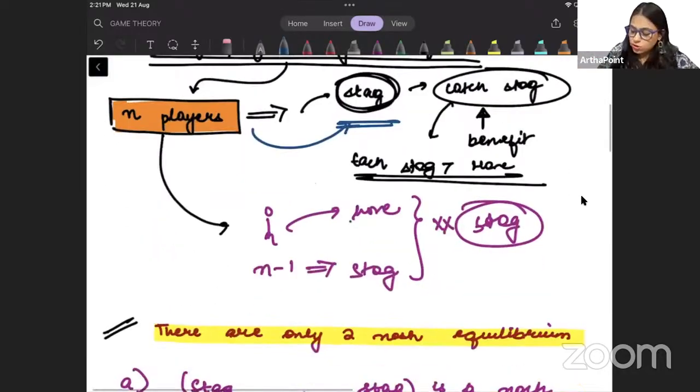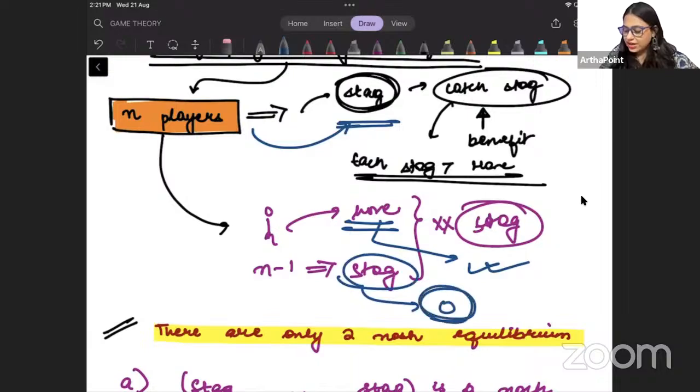But the player who is looking for the hare, the smaller animal, will get some payoff. Others will get zero payoff because they will not be able to hunt any animal. Is this clear? Okay. Now our aim is to find the Nash equilibrium of this game.